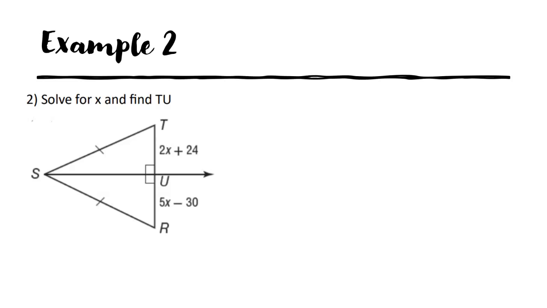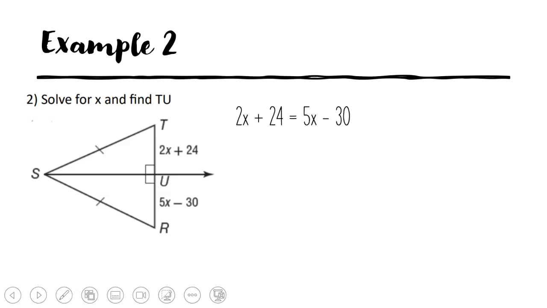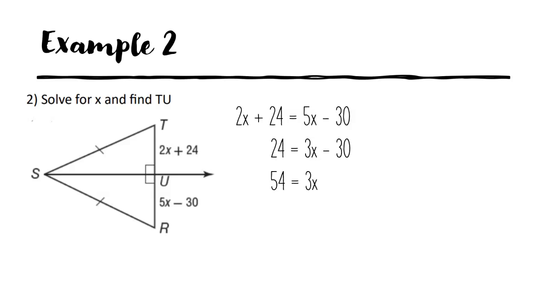Okay, so for example 2, what I did was I noticed that S is on the perpendicular bisector. Since it's a bisector, I know that the two halves of that line segment TR are equal to each other, so TU is equal to UR. And then I use that fact to solve for x. I started by subtracting 2x. Then I added 30 to both sides, so I got that x is equal to 18.